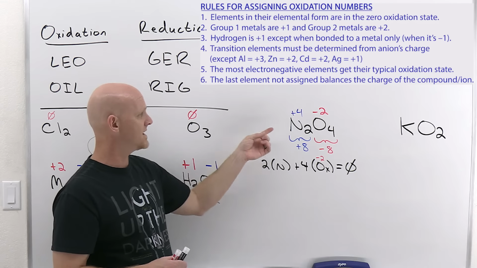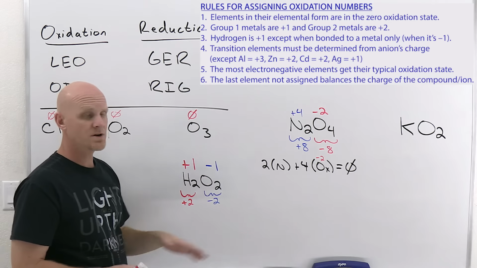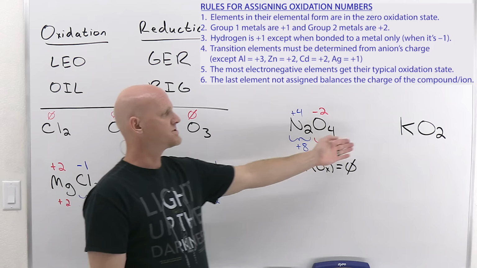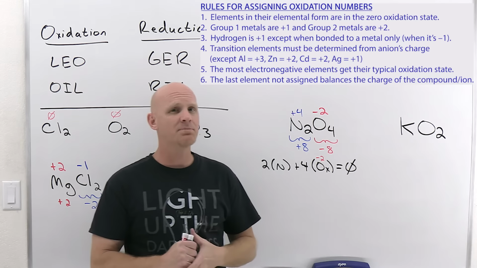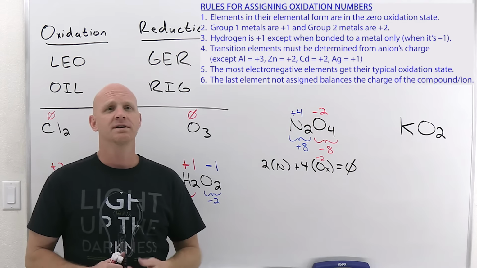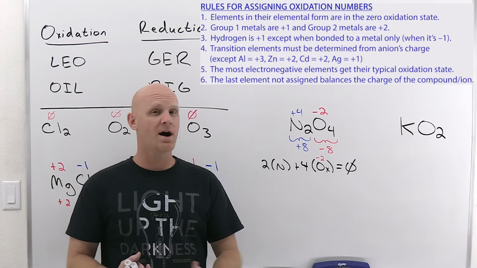So nitrogen, once again, must be +4 for its oxidation state or oxidation number. So if you want to make an algebra equation out of it, you totally can. All right, KO2. If I want to give you a tricky example on an exam, KO2 is a fantastic, tricky example. Turns out it is even more rare than the peroxide. This is what we call a superoxide.